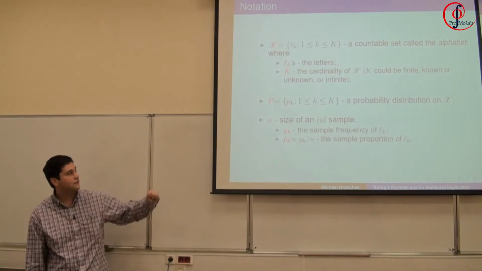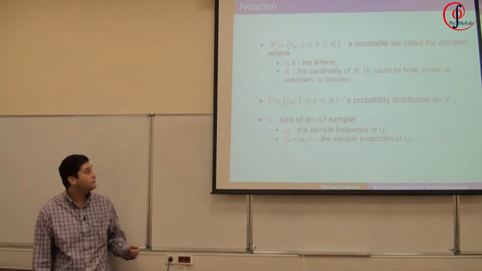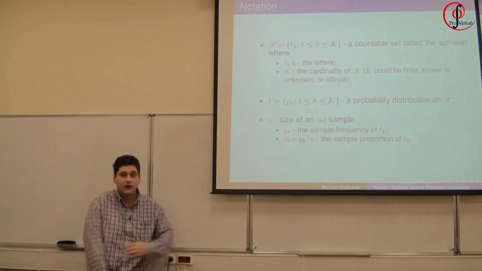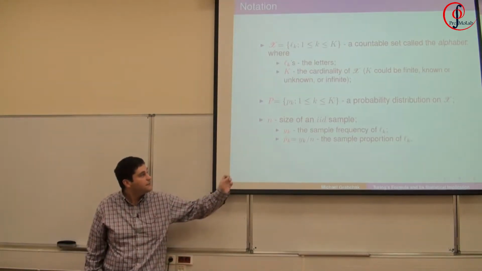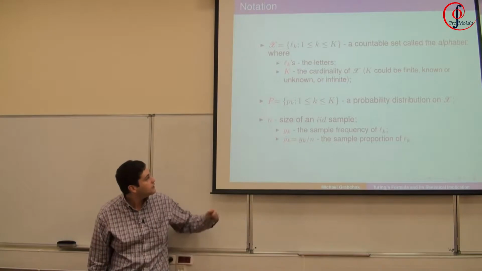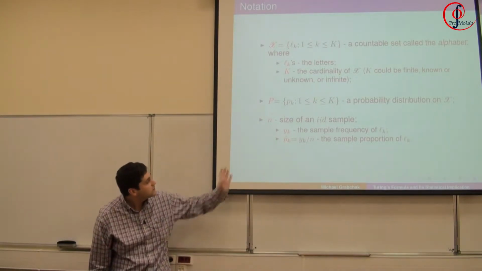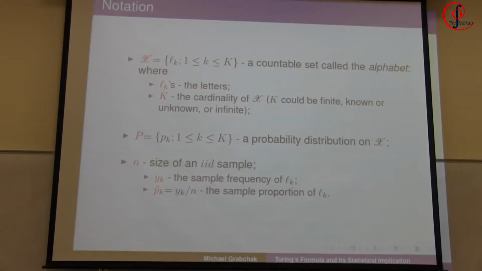So n is the size of our IID sample from this alphabet, and we can summarize the information in this sample in the following way: let yk be the sample frequency. It says frequency, but what I mean here is the number of times we actually observe the letter. So this is actually the sample counts of Lk, and pk hat, that's yk divided by n, is the sample proportion of this letter Lk.